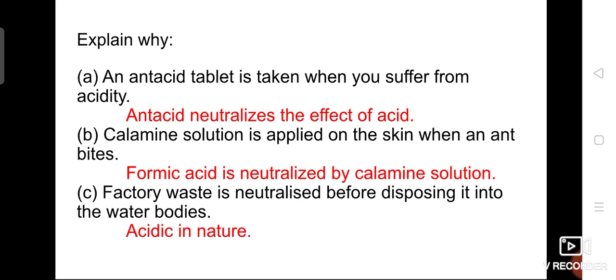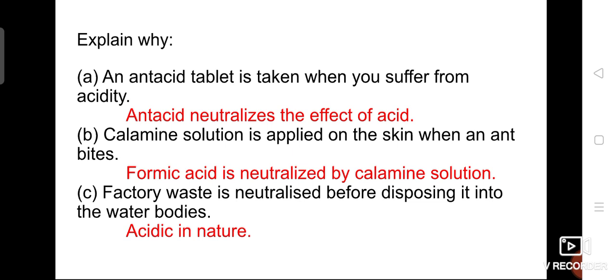Second question, calamine solution is applied on the skin when an ant bites. Why? Because when an ant bites, the formic acid present in the ant is injected into our body. Due to that acid, we feel itchiness, swelling, pain, everything. So if you apply calamine solution, calamine is a basic substance. Formic acid and basic calamine will neutralize each other, so we will be cured easily. So formic acid is neutralized by calamine solution. Who has that formic acid? The ant. And calamine solution is a basic substance.